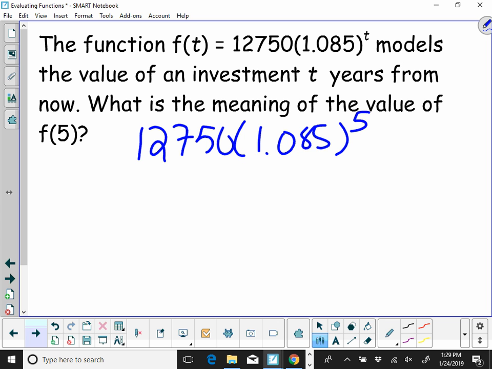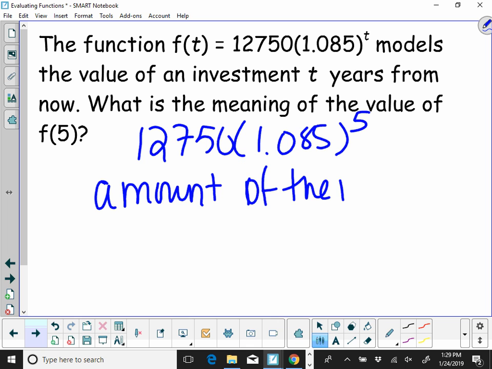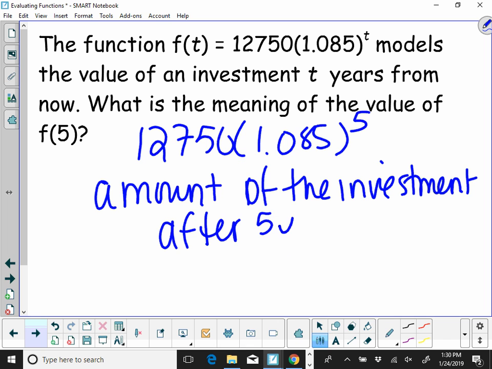What we got? Okay. What is that? What is 19171.62? How many years? So the value of f of 5, its meaning is the amount of the investment after 5 years. Okay? It didn't ask me what is that amount. It said what does that mean?